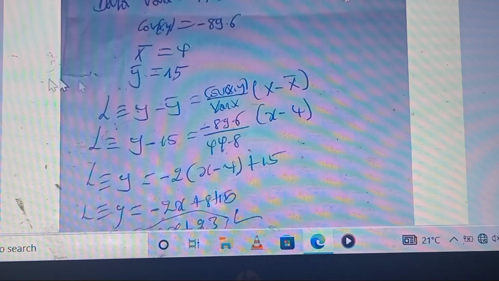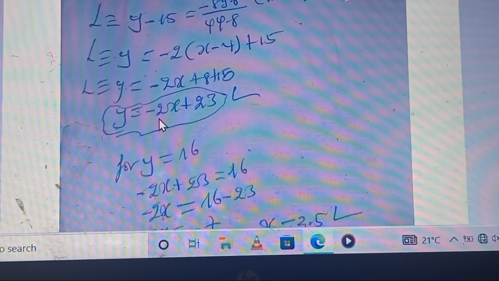According to that, we have the variance of x and the variance of y that we found in A, then the covariance found in A, x mean found in A, y mean found in A. Then the regression line is y minus y mean equal to covariance of x and y over variance of x, times bracket x minus x mean. Then you make substitution, you get that one, then finally you get that one. Yes. Sometimes you can write y equal to ax plus b, where a is -2, b is 23.